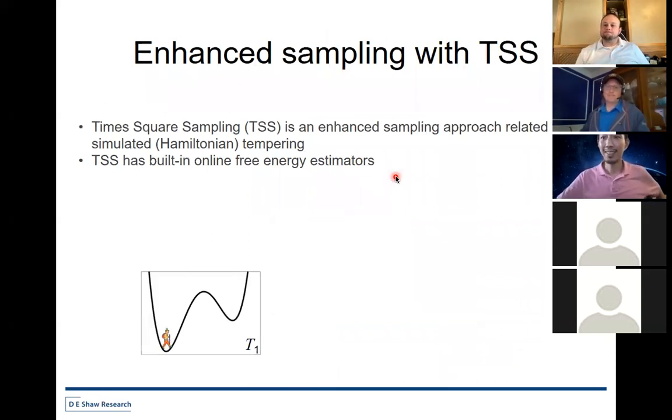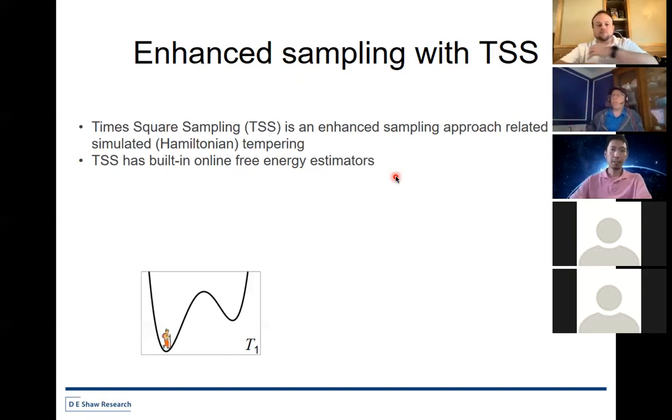Okay, great. Thanks, Ken. So I'm gonna give a brief overview of one of the newer enhanced sampling features we've introduced, tempered binding. And begin by going into a little more detail about the adaptive sampling algorithm that underlies tempered binding, as well as some of the other newer enhanced sampling features on Anton that we've introduced.